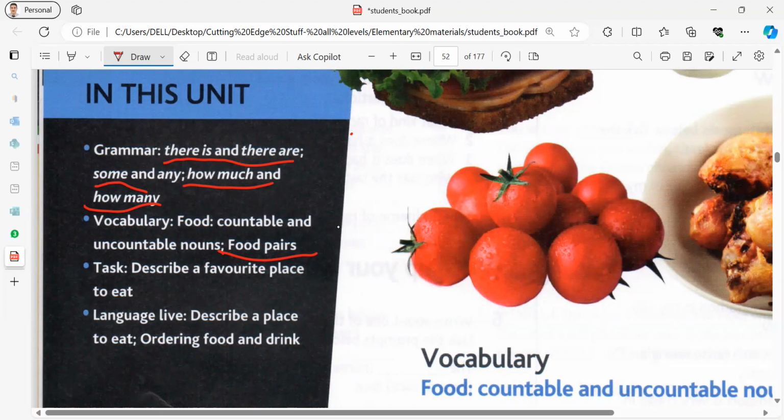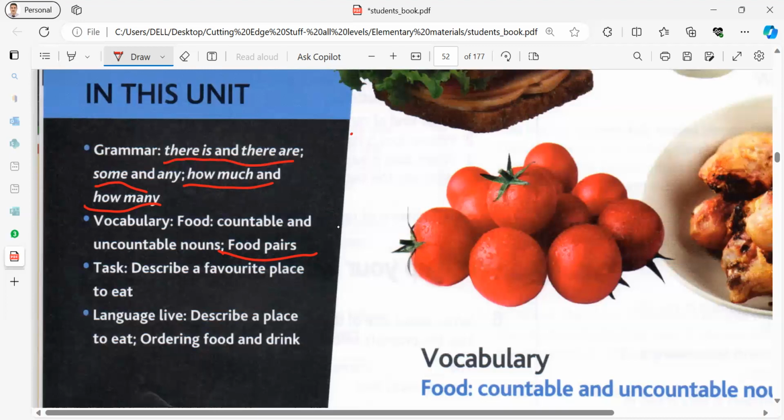For speaking, maybe a Nakhil Mall, maybe a fast food restaurant, maybe your homemade food. You can say my favorite place to eat is my home, for example, because my mom is a good cook. So it depends. So in this unit, inshallah, you should be able to describe your favorite place to eat.